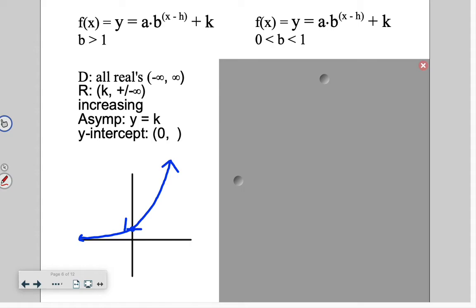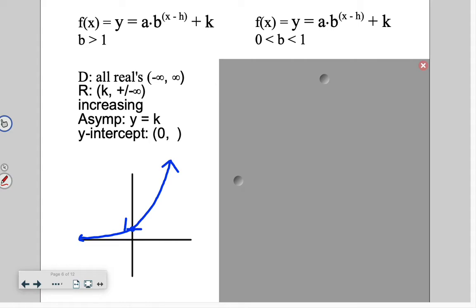Your range is most of the time going to be from whatever k is, your vertical shift, and above, from k to infinity. If there's a reflection, then it might be negative infinity. But it's usually wherever that horizontal asymptote and above.